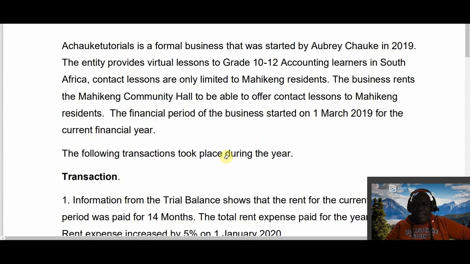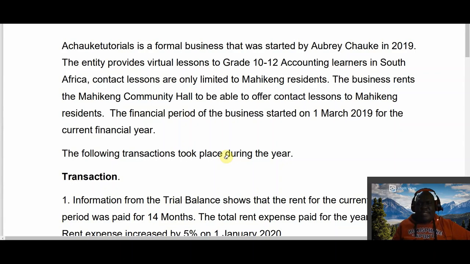So they have already told us that whatever we are doing, we must keep in mind that our financial period is from 1 March to 29 February 2020. Although they did not indicate that, we know that the financial period of a business is supposed to be for 12 months. So let's start firstly by establishing the financial period.